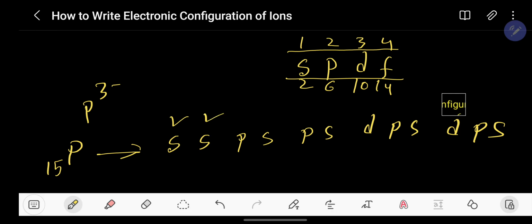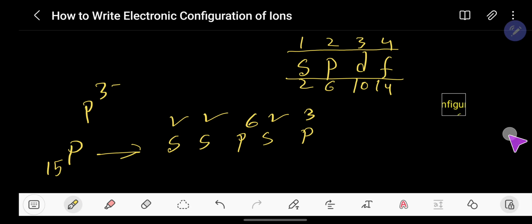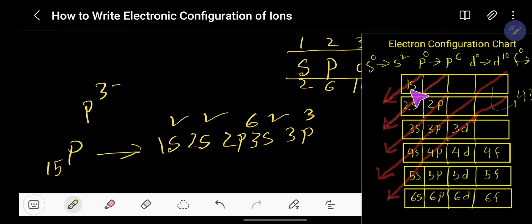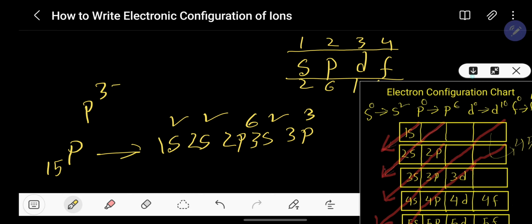So s can take maximum 2, p can take 6. So 8, 10, 12. Then if I place here 3, 12 plus 3, 15. So actually we don't need this. s starts from 1s, then 2s, then 3s, and p starts from 2p, then 3p. So if you fill this, electrons will come here. Look, 1s2, then 2s2, 2p6, 3s2, then 3p3. Okay.